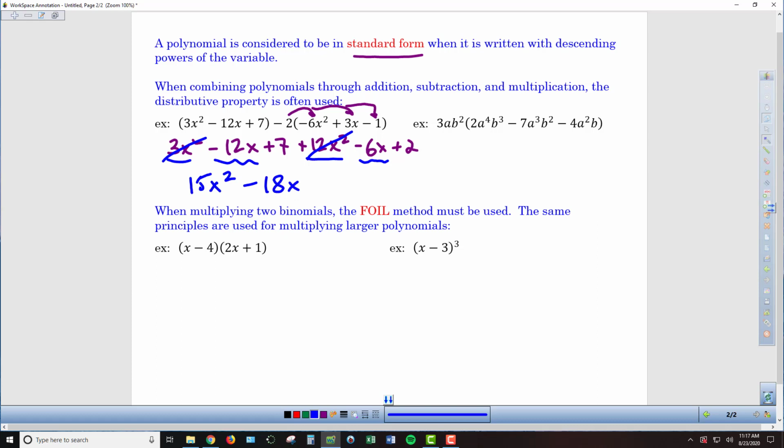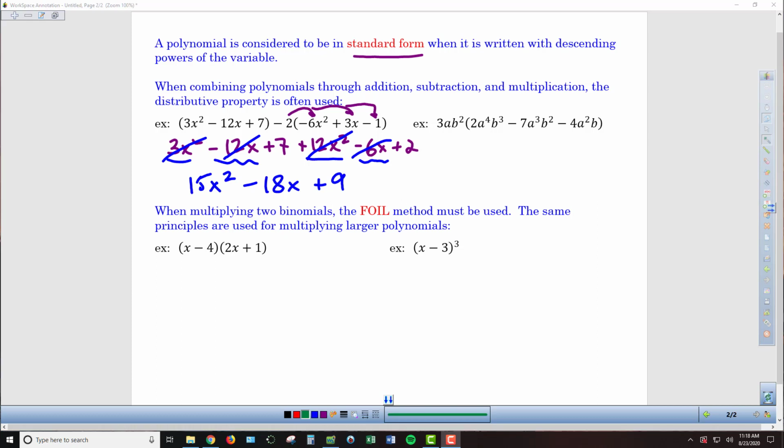And then finally, if I cross those out, we've got a plus 7 and a plus 2, so we combine those to make a plus 9. So by doing things in that order, we ensure that we've got our final answer written in standard form, which is generally the preferred practice when it comes to these types of polynomials.